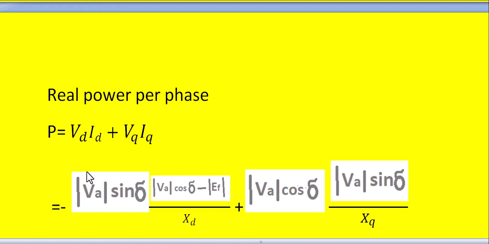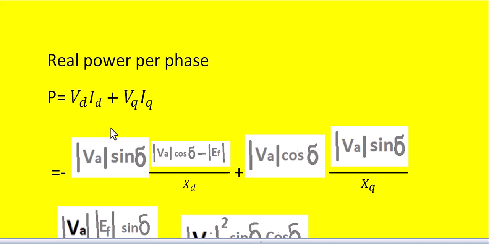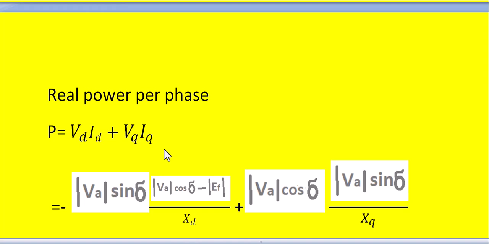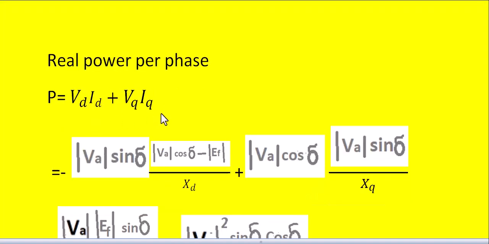So VD is nothing but the direct axis component of the applied voltage VA, and similarly VQ is the quadrature component voltage, and IQ is the quadrature component of current. Similarly, ID is the direct axis component current of the main current IA. So as already observed in the vector diagram, these ID, VD, VQ, IQ are calculated.